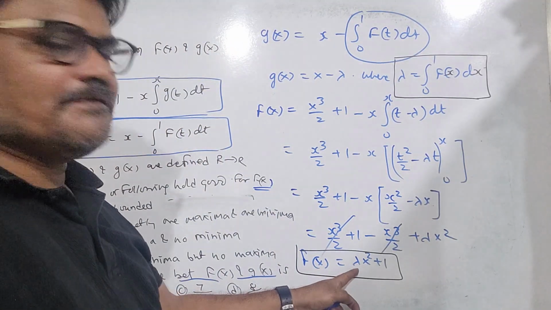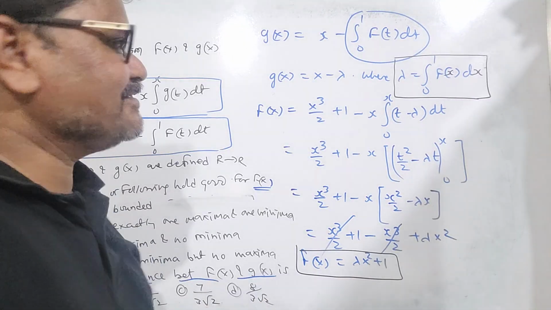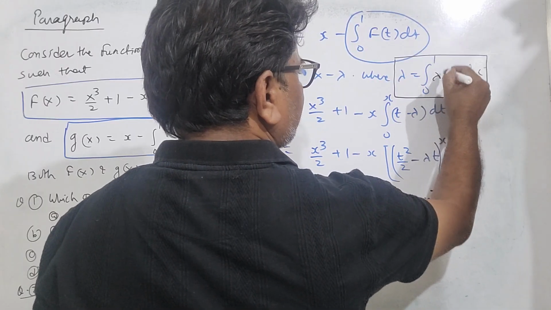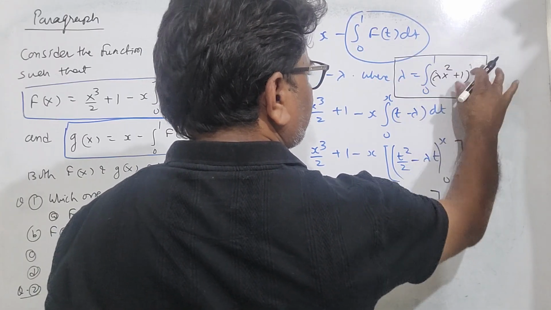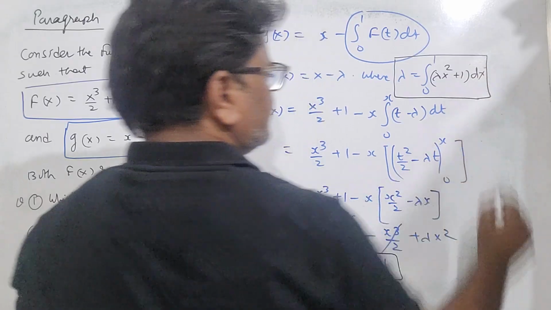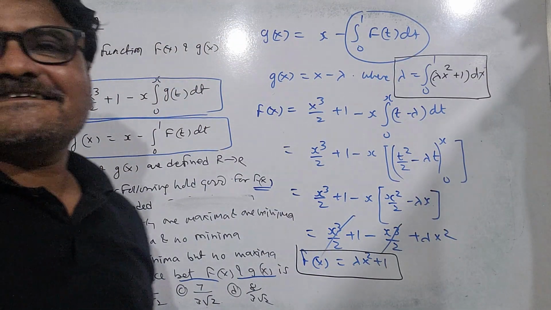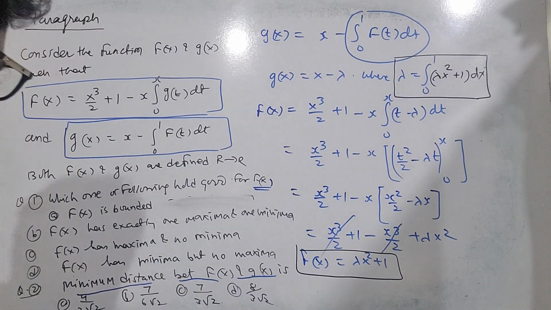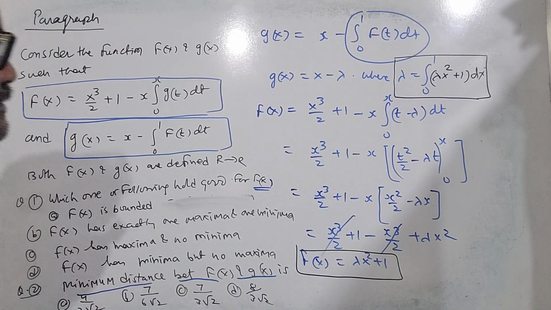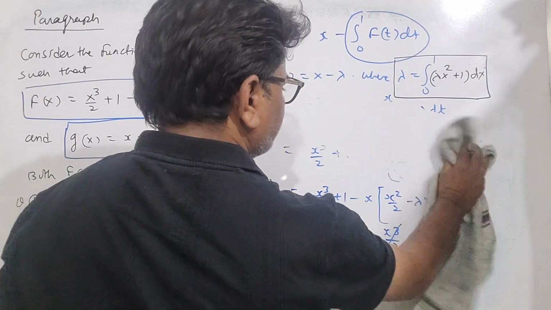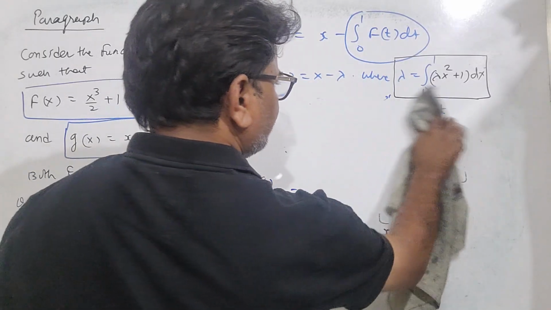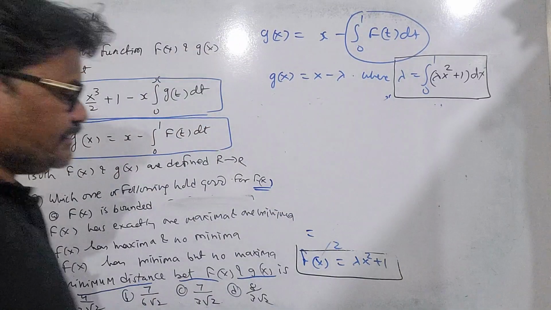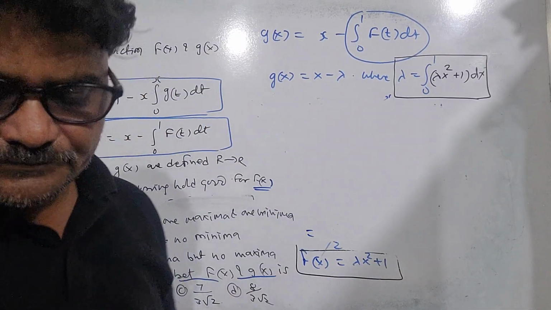f(x) I can use from here also: lambda x square plus 1. So this is the integral of lambda x square plus 1 dx. Very easy. So therefore now I can delete all these things. Just keep the function f(x). f(x) is lambda x square plus 1.